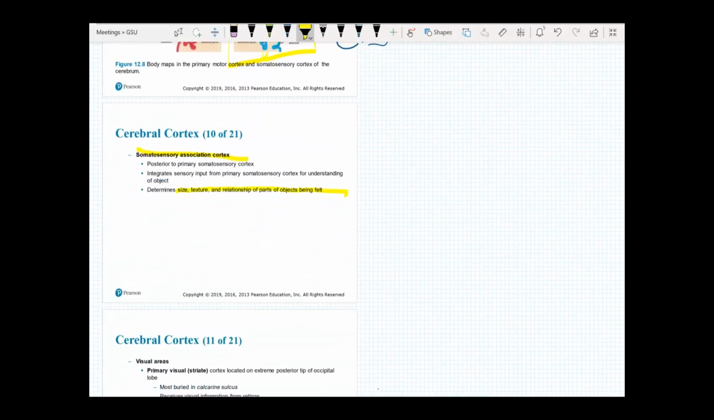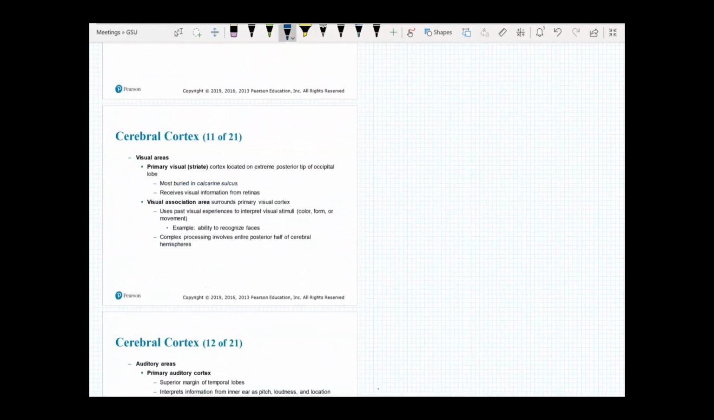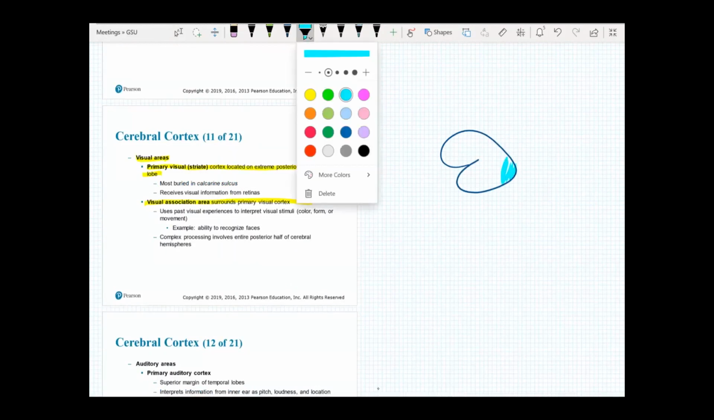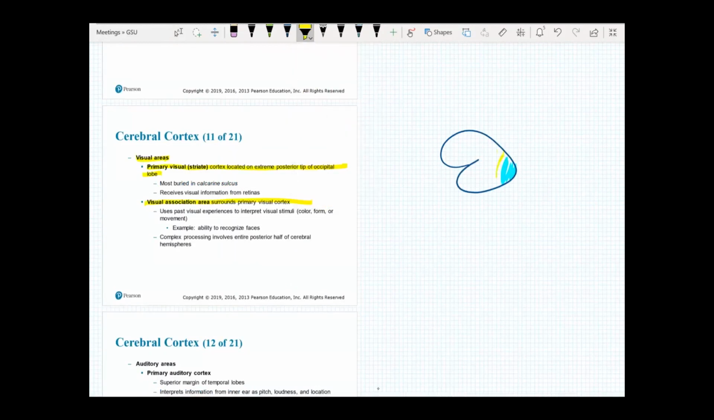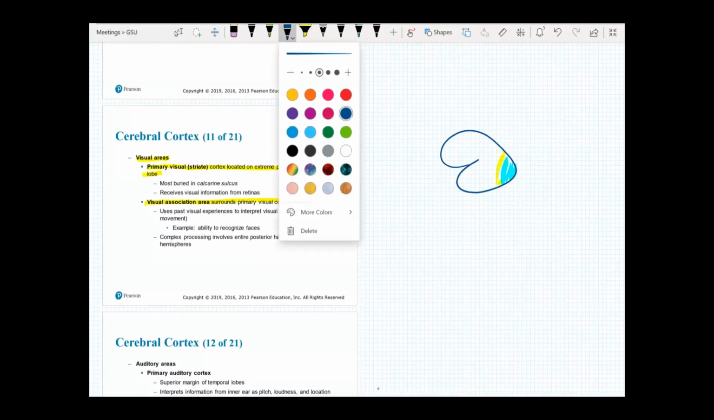Okay, you have another sensory area, which is going to be your visual area. And your primary visual area will be located in the posterior part of the occipital lobe. And it's also going to have a visual association area, which is essentially like the secondary. So this is the primary that lives in the back of the occipital lobe. And then there will also be the visual association area that will surround it.